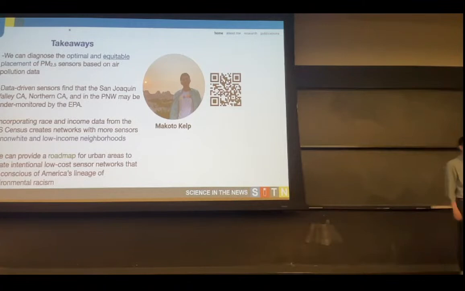I just like using complicated math for societally relevant questions, and I think this is something that's not really talked about that much because it's hard, and usually we address it using intuition, right? Put a sensor near a hospital, put a sensor near a freeway because of what we think from first principles, but maybe there's a way we can let the data speak for itself. So that's the background.